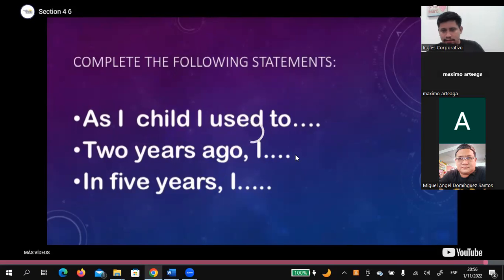Juan Cruz. As a child, I used to tricycle. 2 years ago, I used a motorcycle. And in 5 years, I will use a car. Okay, good. Thank you for sharing that with us.